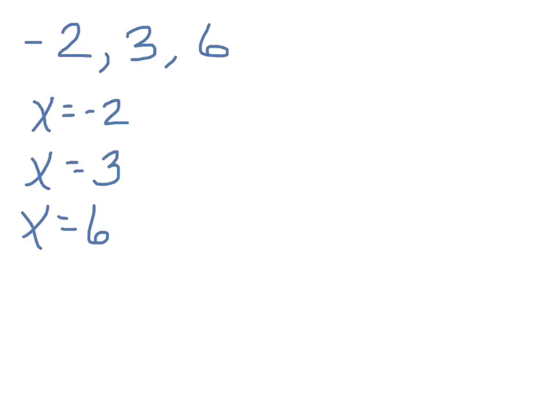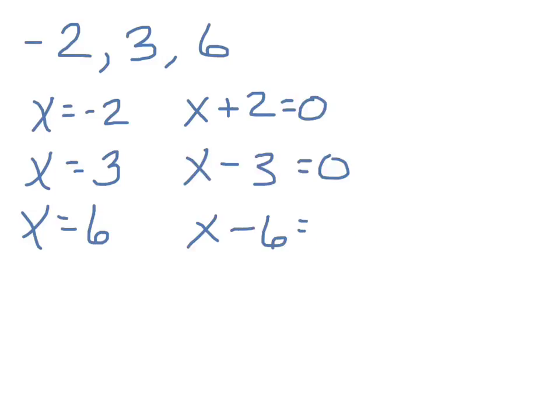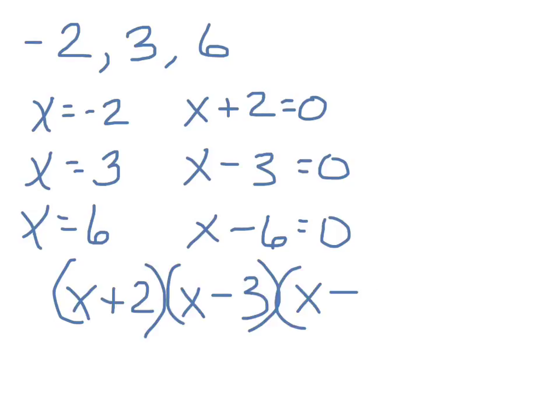Before it got to that phase, it would have been like this. It would have been x plus 2 equals 0, x minus 3 equals 0, x minus 6 equals 0. Remember, each group equals 0. Before it got to that step, it would have looked like this: x plus 2 times x minus 3 times x minus 6. Now guess what you have to do? FOIL. You've got to FOIL. Now it's time to FOIL. When you have 3 of them, remember you do 2 at a time.